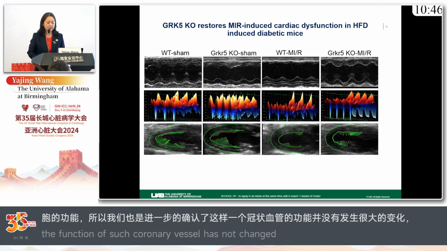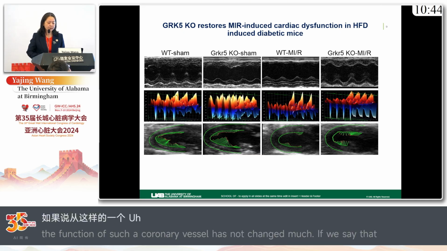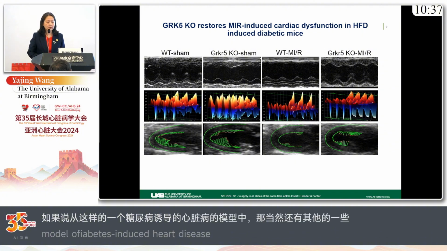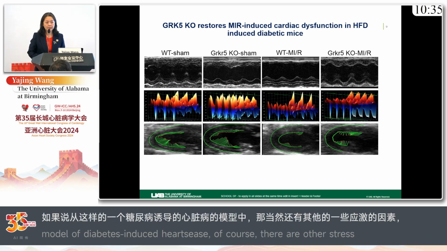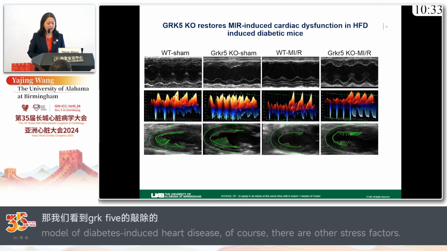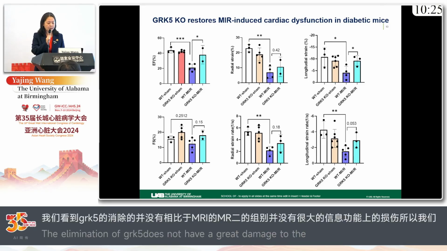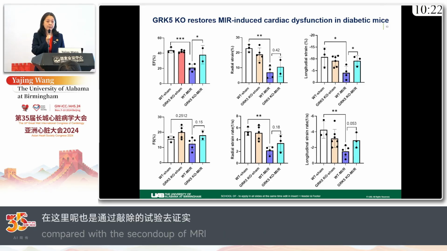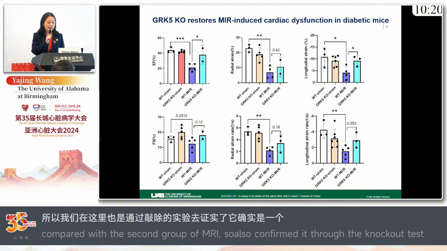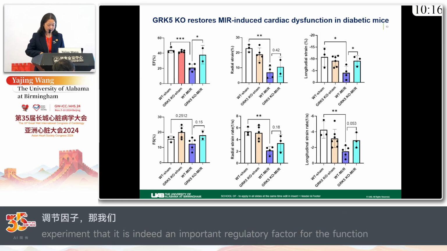We still use GRK5 knockout animal models, giving the MIR stress, and with diabetes we can see that GRK5 knockout doesn't worsen too much compared to the MIR itself. So this confirms that GRK5 is a regulator that can help diabetic cardiac function, and this is a bar graph analysis of the last slide's data.